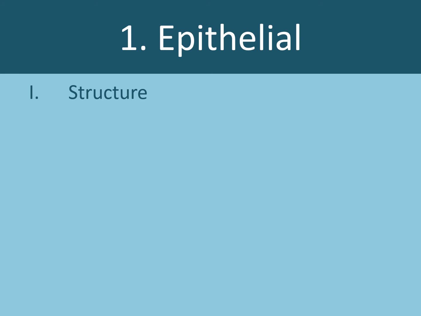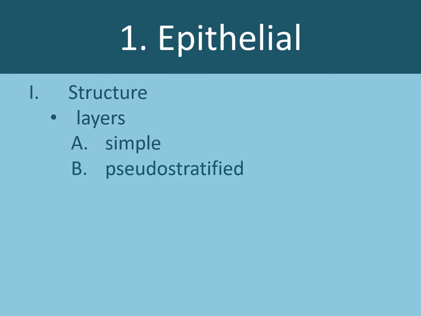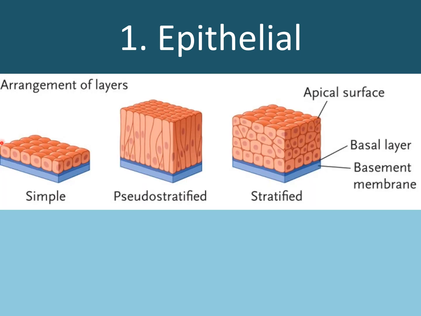The structure of epithelial tissue can also be described by the number of layers. This includes simple epithelial, pseudostratified, and stratified. This diagram shows the three different arrangements or layers of epithelial tissue. To the far left is simple epithelial tissue. You can see the blue represents the basement membrane, and attached to that is a single layer of epithelial cells. Again, that's simple epithelial tissue.